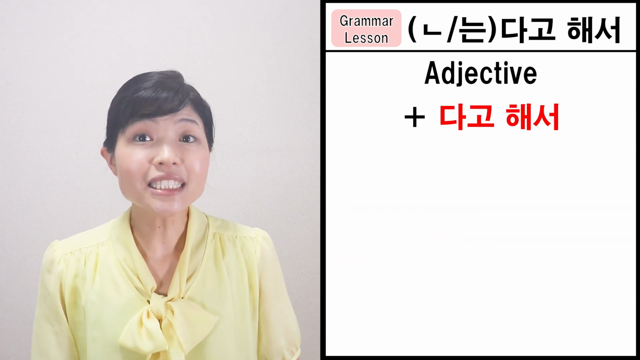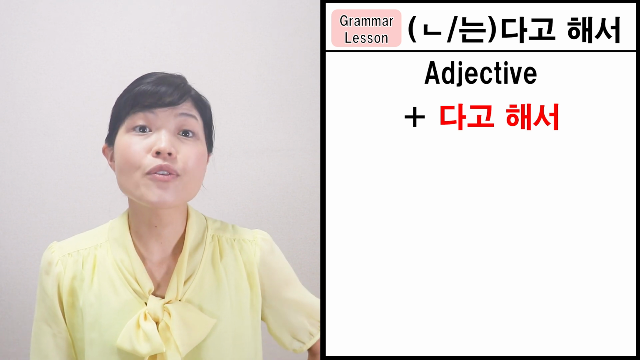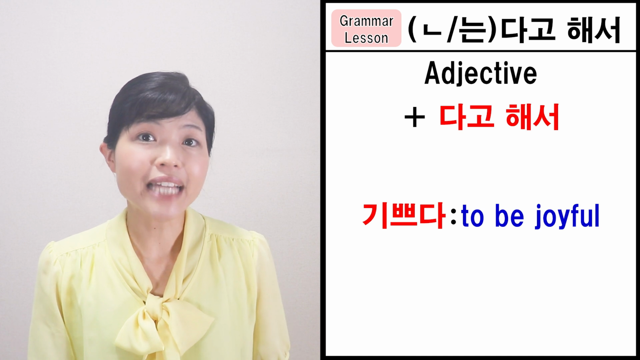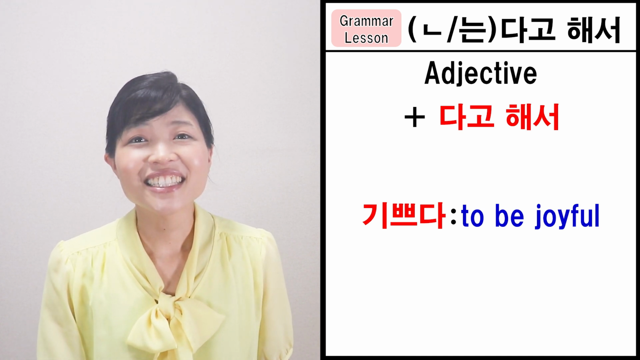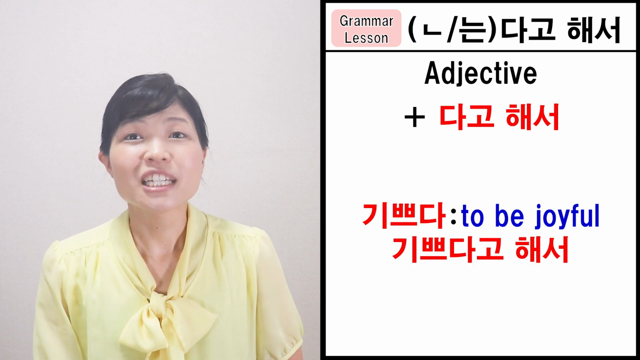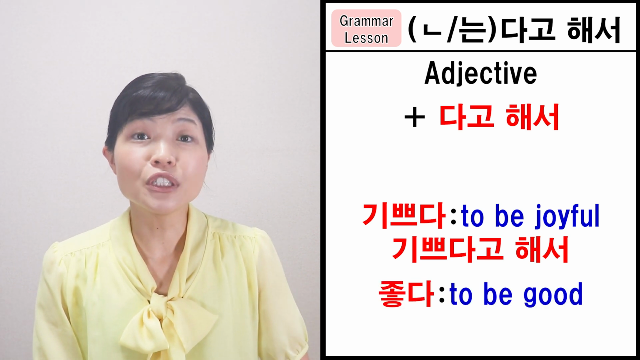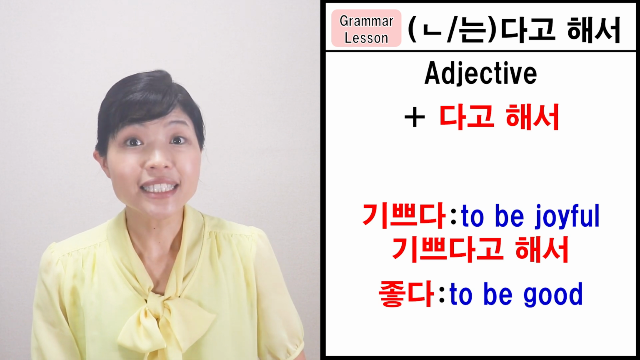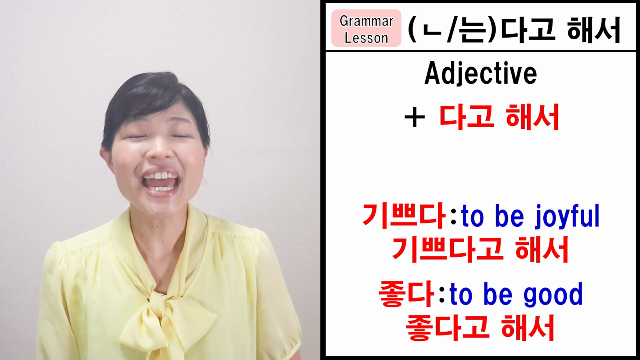First, for an adjective, you only need to attach 고 해서 to the verb stem with or without a final consonant. For example, 기쁘다 is to be joyful, right? You attach 고 해서 to the stem to make 기쁘다고 해서. Likewise, if you want to use the word 좋다, to be good, you add 고 해서 to the stem, and you can say 좋다고 해서.